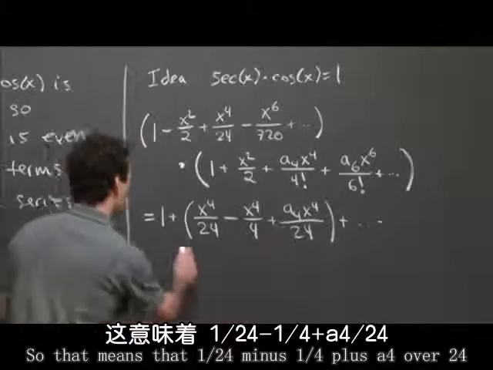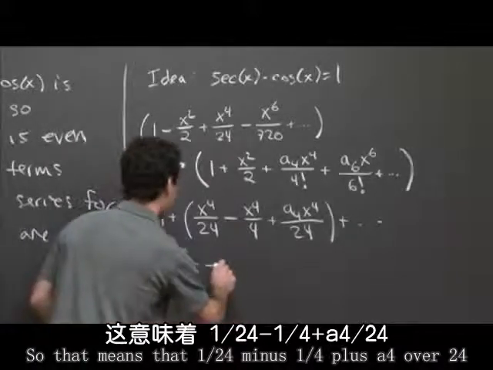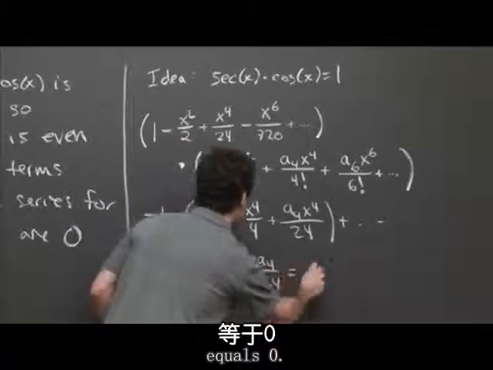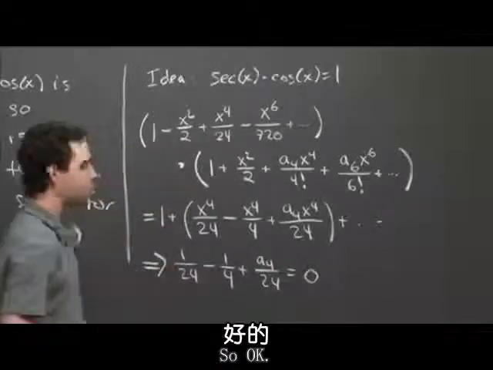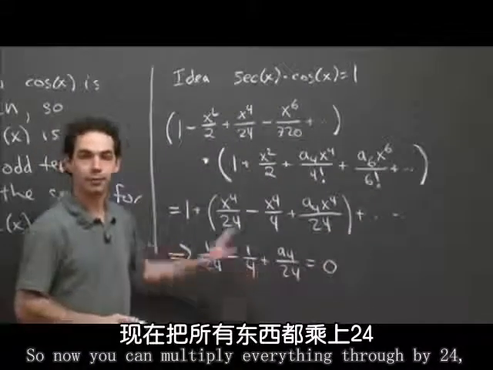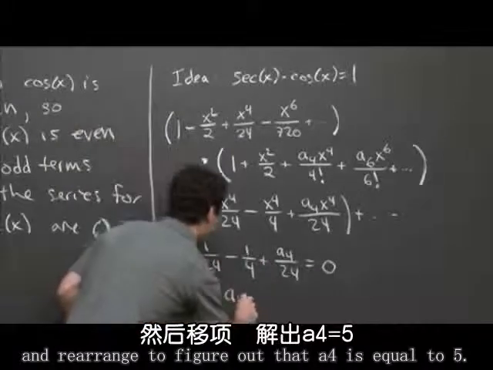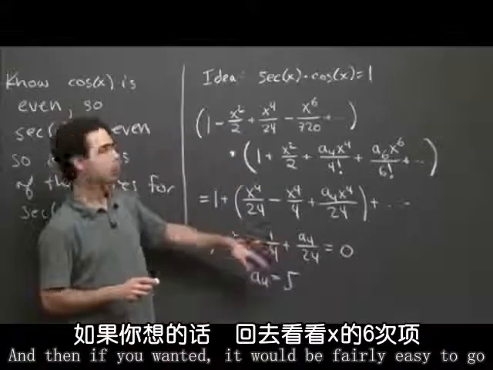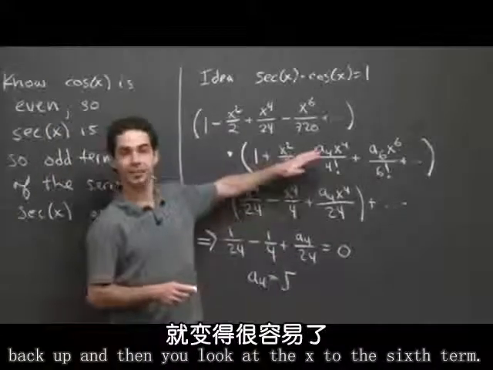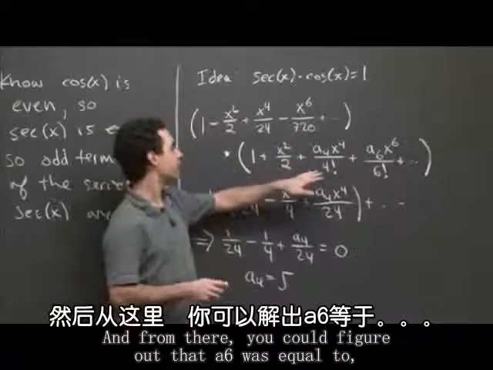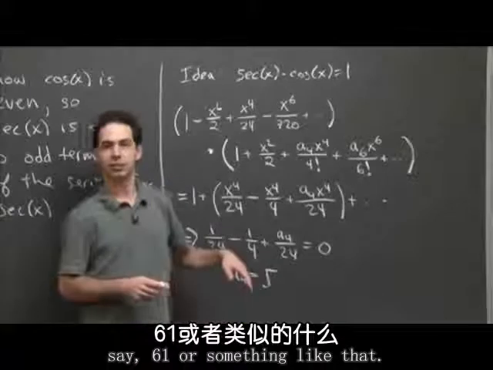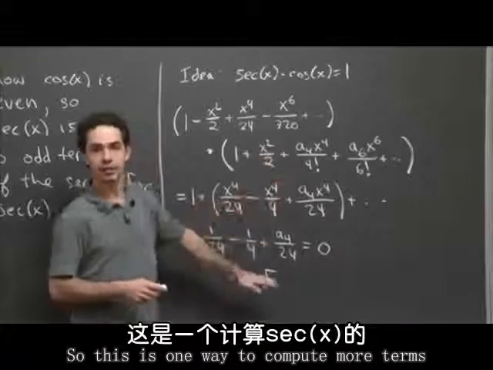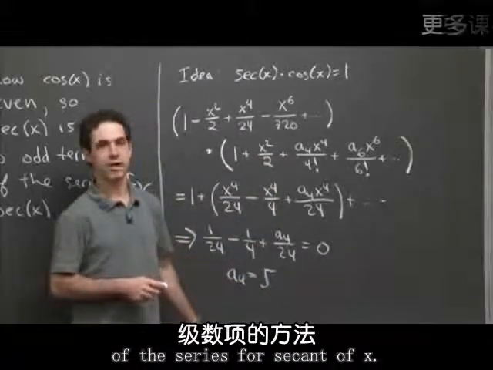So that means that 1 over 24 minus 1 over 4 plus a4 over 24 equals 0. So, OK, now you can multiply everything through by 24 and rearrange to figure out that a4 is equal to 5, if I've done that correctly. And if you wanted, it would be fairly easy to go back up and look at the x to the 6th term. And from there, you could figure out that a6 was equal to, say, 61 or something like that. I think 61. And you could keep doing this. So this is one way to compute more terms of the series for secant of x.